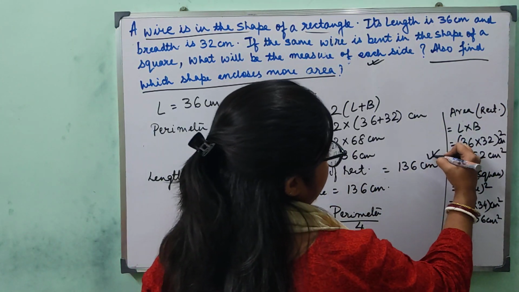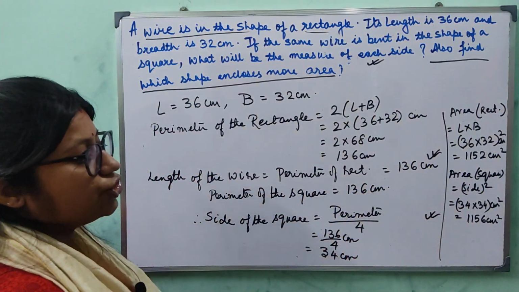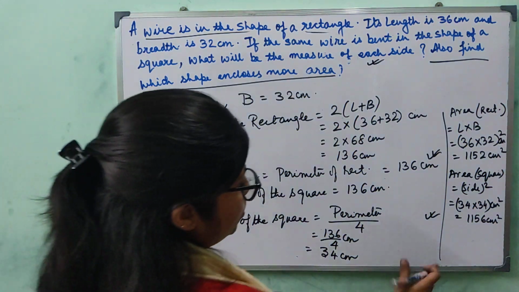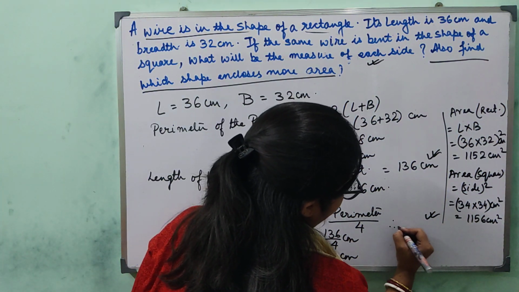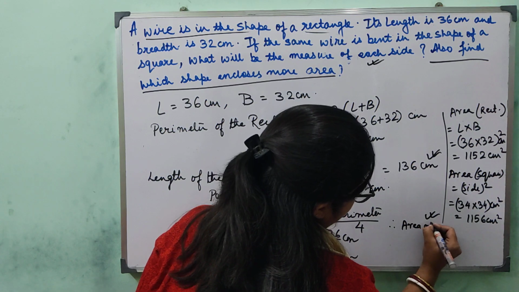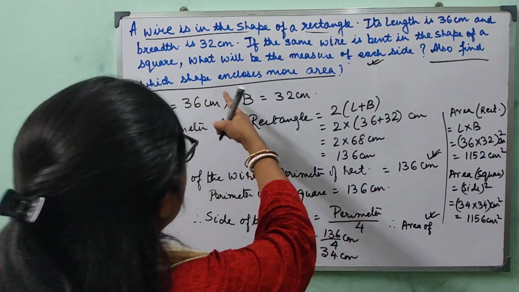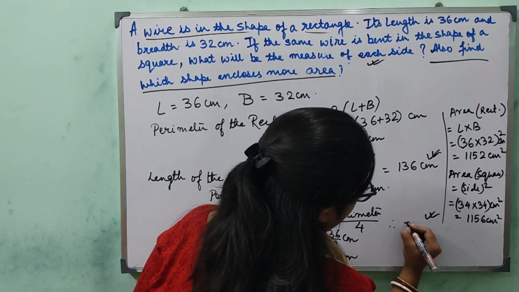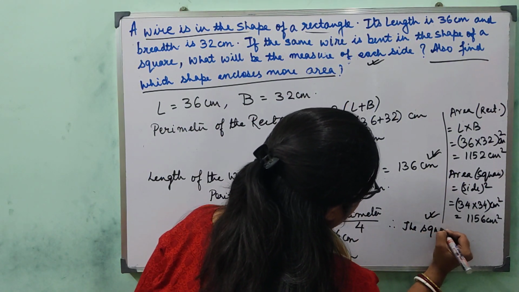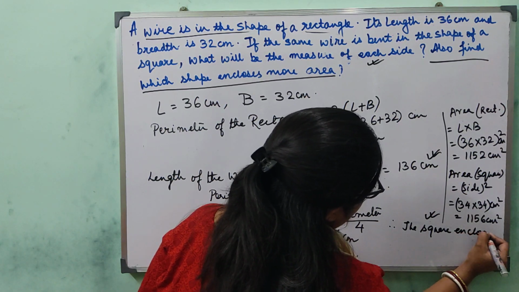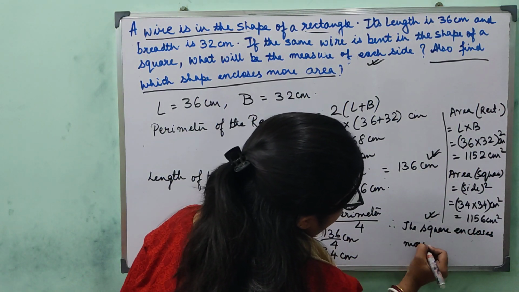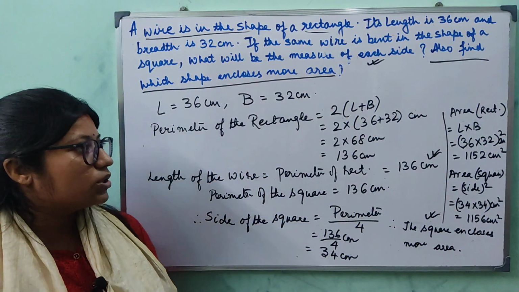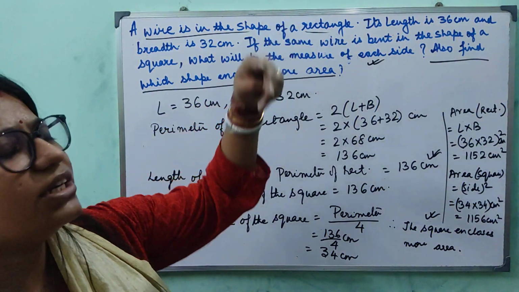Now from here and from here, what you can see, which figure encloses more area? The square encloses more area. Therefore, which shape encloses more area? The square encloses more area.